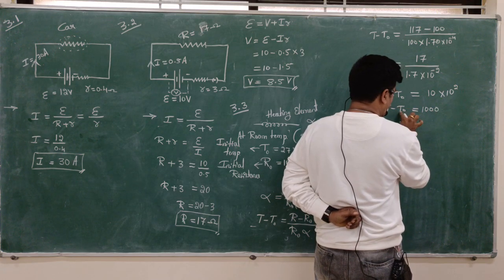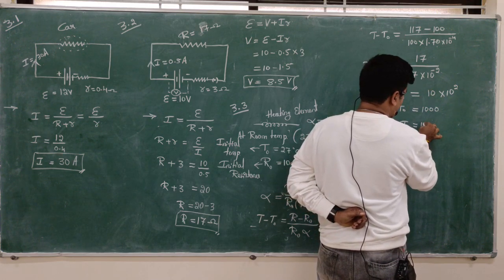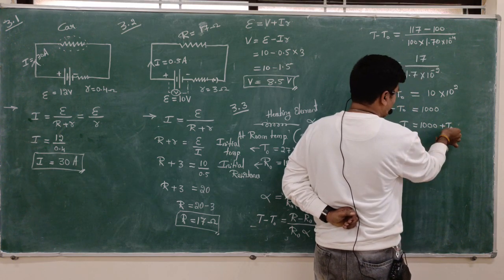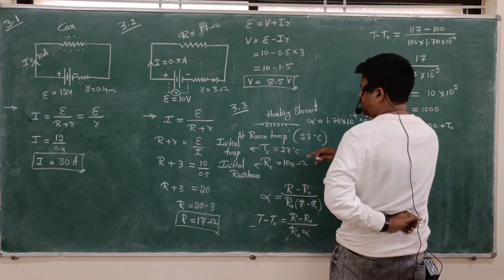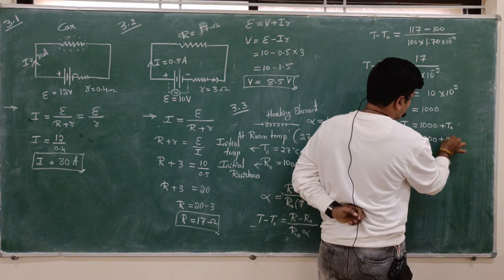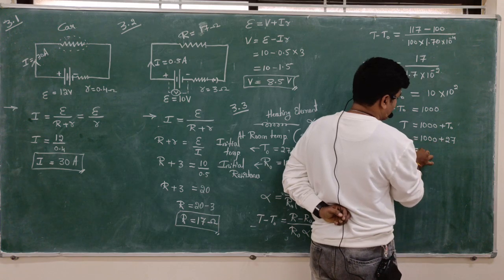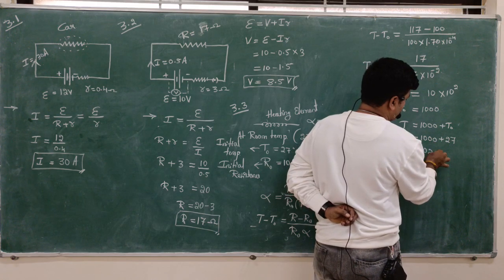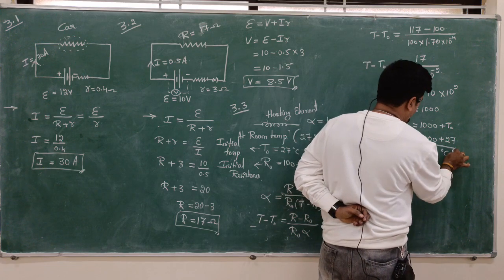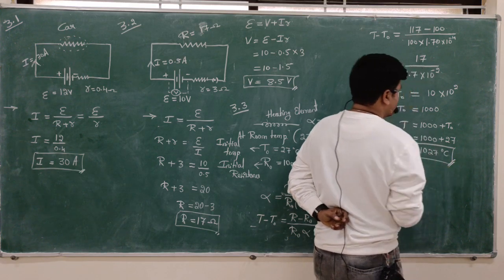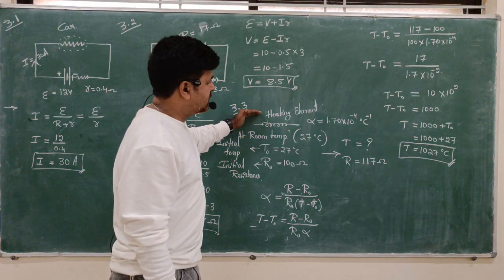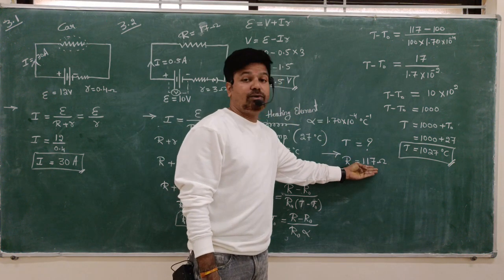T is equal to 1000 plus T naught. They have given the value of T naught, which is 27 degrees Celsius. So 1000 plus 27 is equal to 1027 degrees Celsius. So this is the temperature of this heating element when its resistance is 117 ohm.